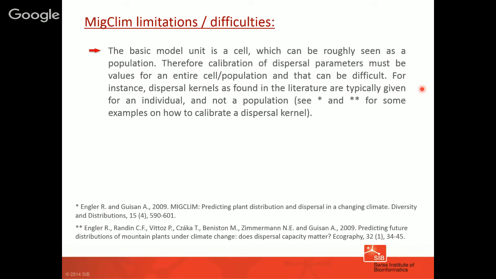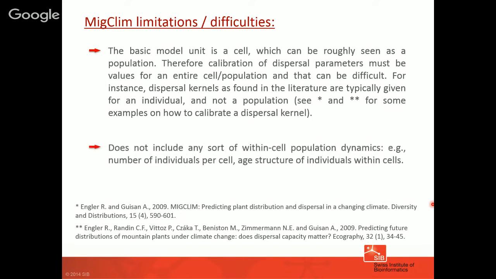Of course, the problem with that is that it's already hard enough to find information on dispersal parameters for a given species, but when you find it, it's usually for an individual and not for a whole population. So that is clearly one of the issues that you face when using MIGCLIM. You can have a look at the two papers that I mentioned here on the bottom, and you will find some guidelines on how you could, for instance, convert a dispersal kernel for an individual to a kernel for a whole population or a whole cell.